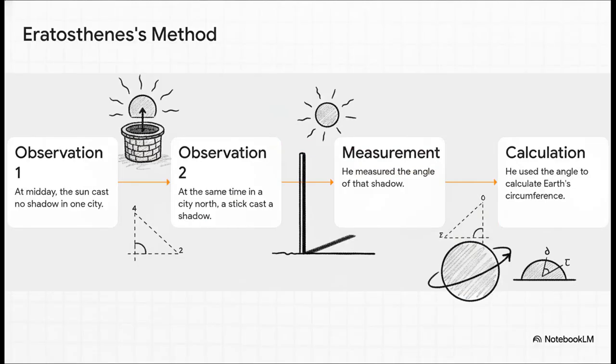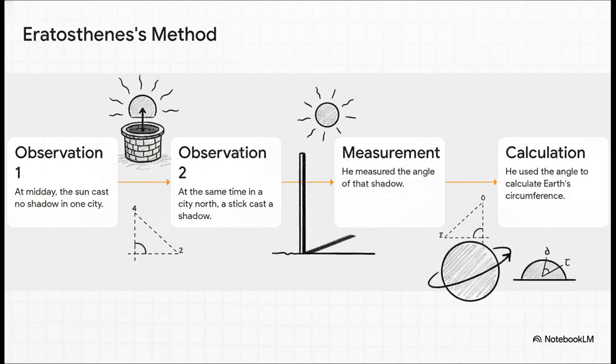Okay, his method was just brilliant. So he had heard about a city where on one particular day of the year, the sun was directly overhead at noon, so much so that it cast no shadow down a deep well. But at that exact same time in his own city, Alexandria, which was hundreds of miles north, a stick in the ground did cast a shadow.